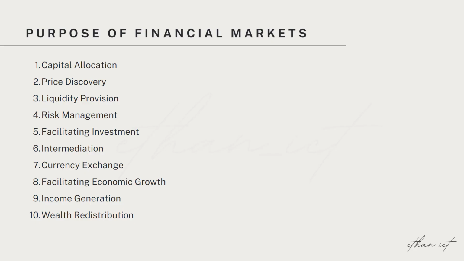Sixth is intermediation. The function of intermediation is that financial intermediaries, such as banks and investment firms, play a role in connecting savers with borrowers, channeling funds towards productive investments. The significance of intermediation is that it enhances the efficiency of capital allocation and reduces information asymmetry between borrowers and lenders.